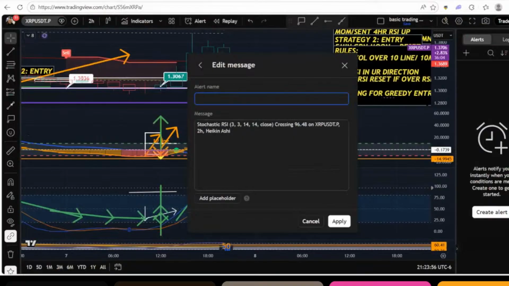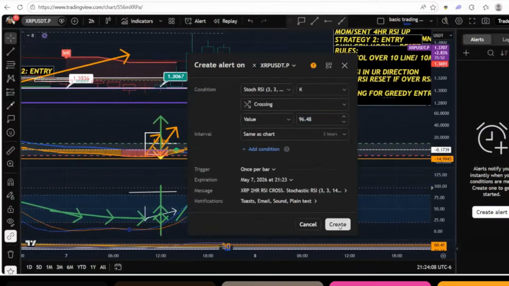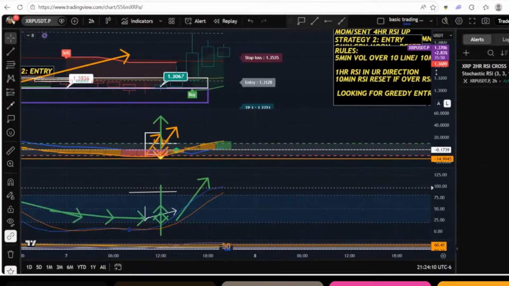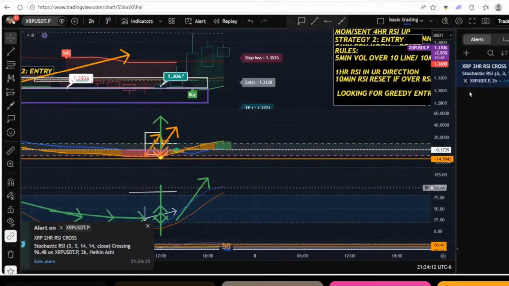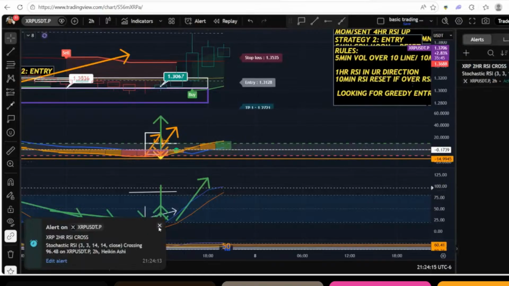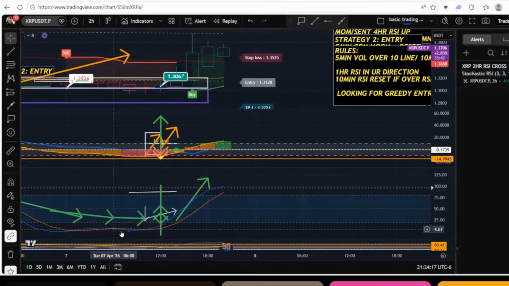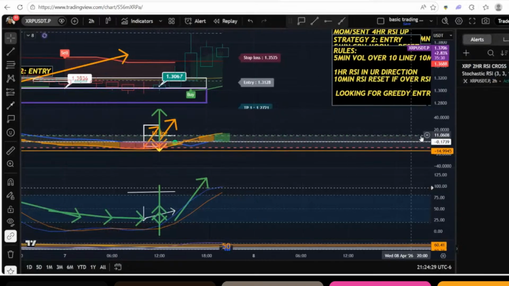Now this is going to be on XRP. This is going to be a 2-hour RSI cross, right? And I'm just going to apply that. And that's my create an alert. And it should pop up in your alert section. Very simple. So now I'm going to get these alerts when the 2-hour crosses, which is basically heading in different directions, that'll allow me to take a peek at XRP 4-hour to see where I'm at, but more importantly, to look at the 1-hour moon to see how the volume is building for myself, right?